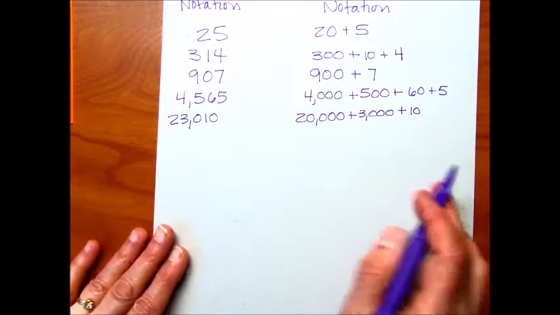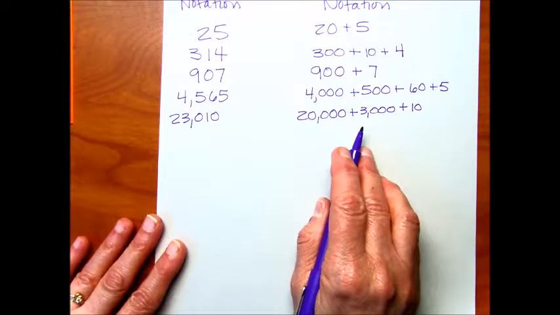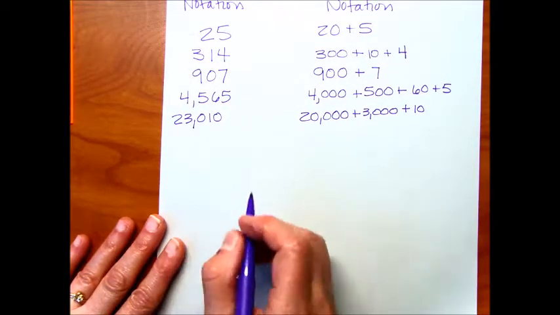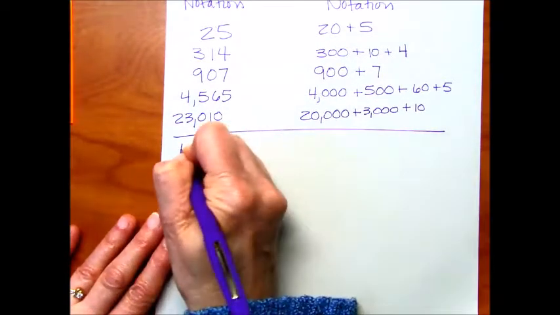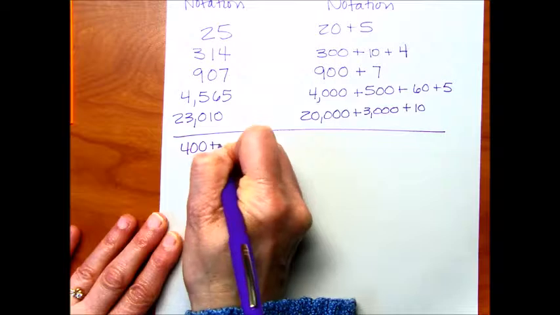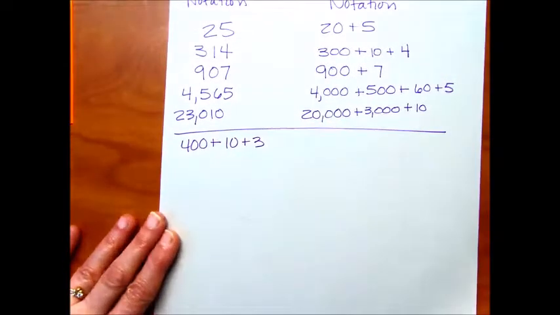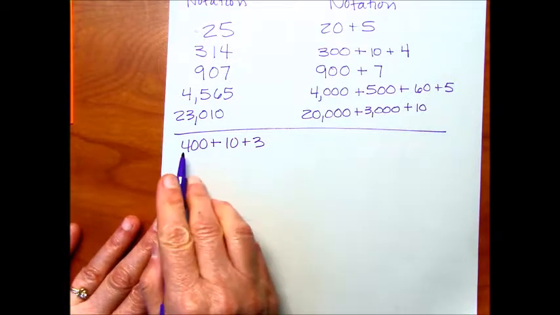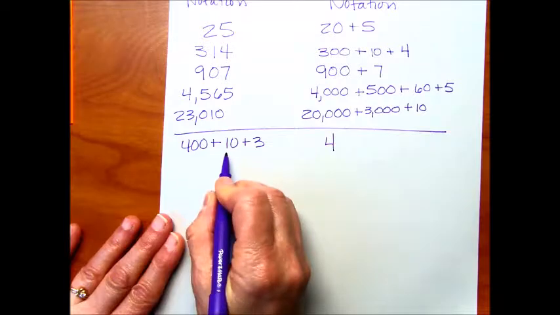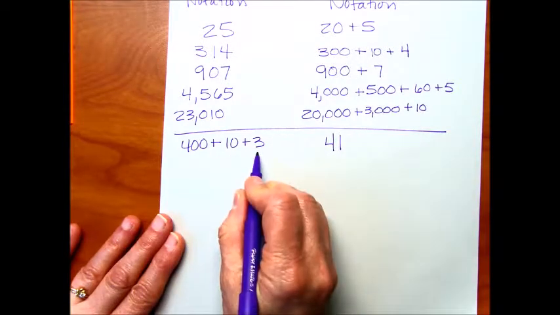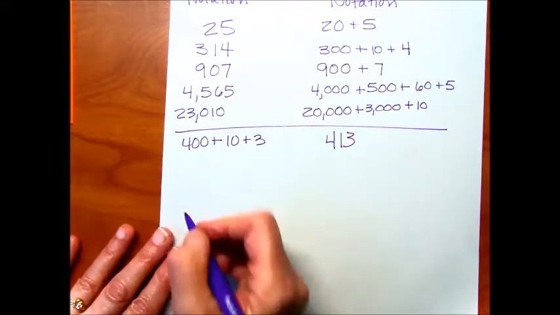All right, now let's go the other way. Let's say you're given expanded notation and you have to write the standard form. Let's say we have 400 plus 10 plus 3. This is basically saying we have 4 hundreds, we have 1 10, and we have 3 ones.